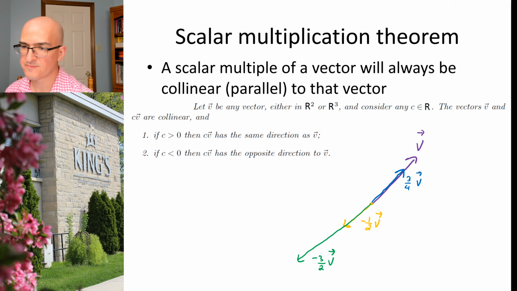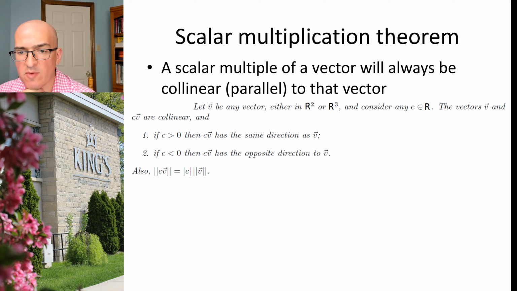Another property of scalar multiplication is that when you create this new vector, it's going to have a different length, unless c is 1, then it'll have the same length. But if c is not 1, it'll have a different length. And the relationship between the length of the old vector and the length of the new vector is as follows. If you take the new vector cv, construct it and find its length, you'll always find that it's equal to the old vector length multiplied by the absolute value of the scalar, so multiplied by the absolute value of c.